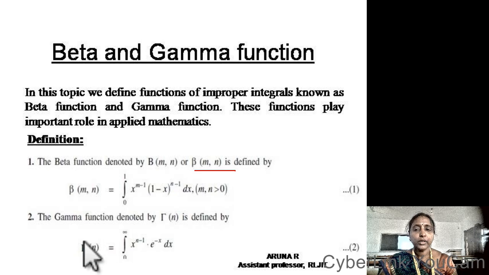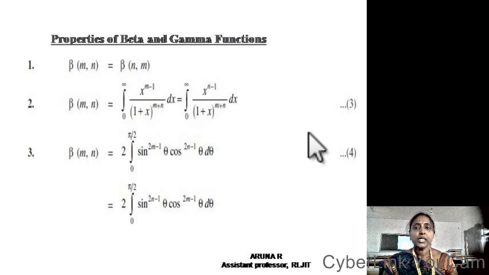And coming back to the definition of the gamma function, gamma is denoted by gamma of n, and it is given as gamma n is equal to the integral from 0 to infinity of x to the power n minus 1 e to the power minus x dx. So this is the definition of the beta and gamma functions. Next we will move on to the properties of the beta and gamma functions.